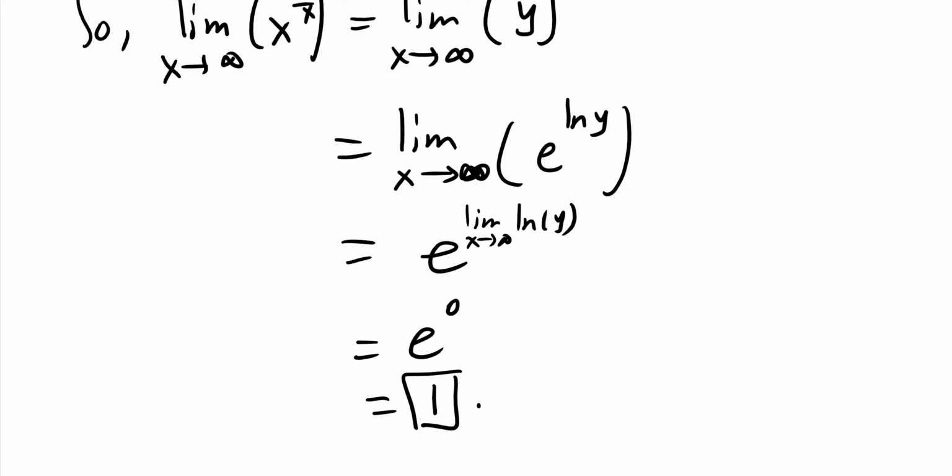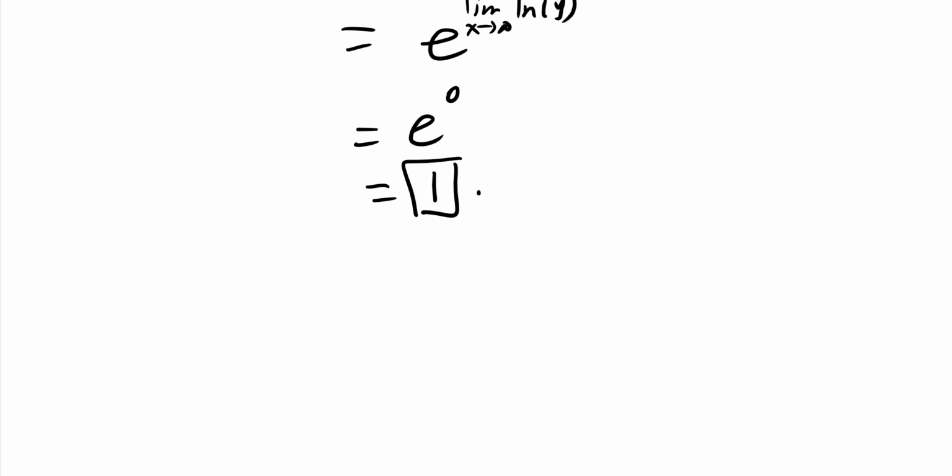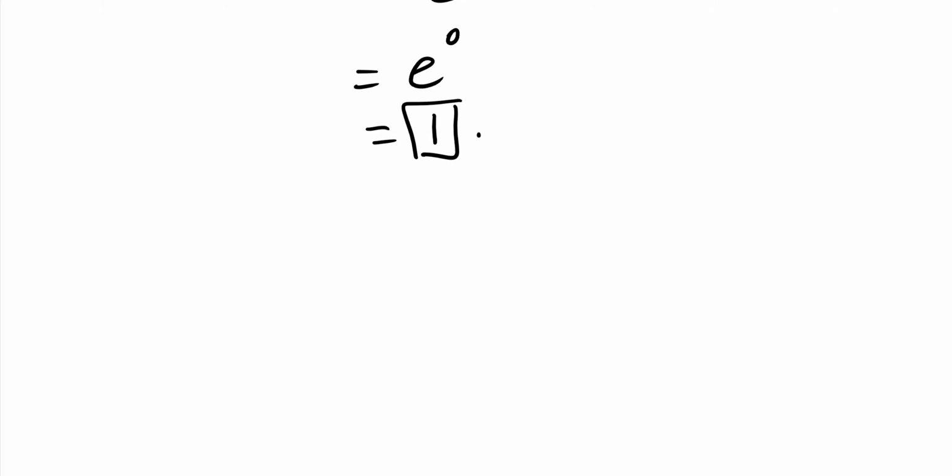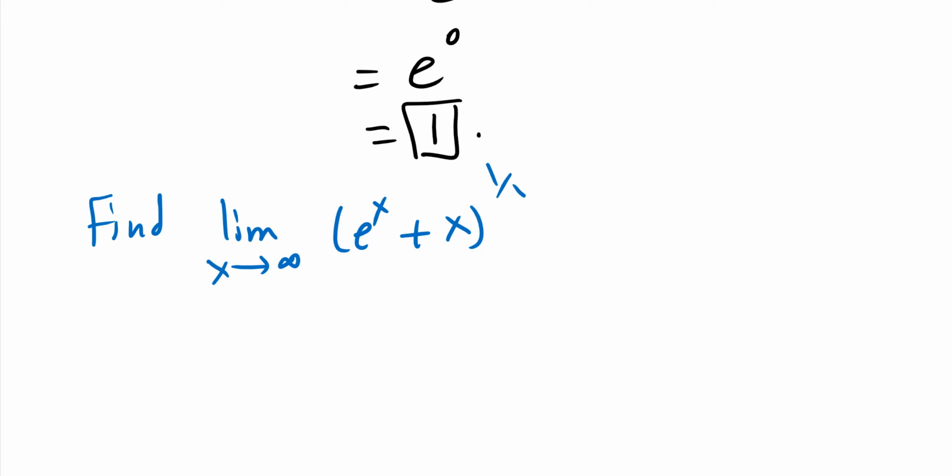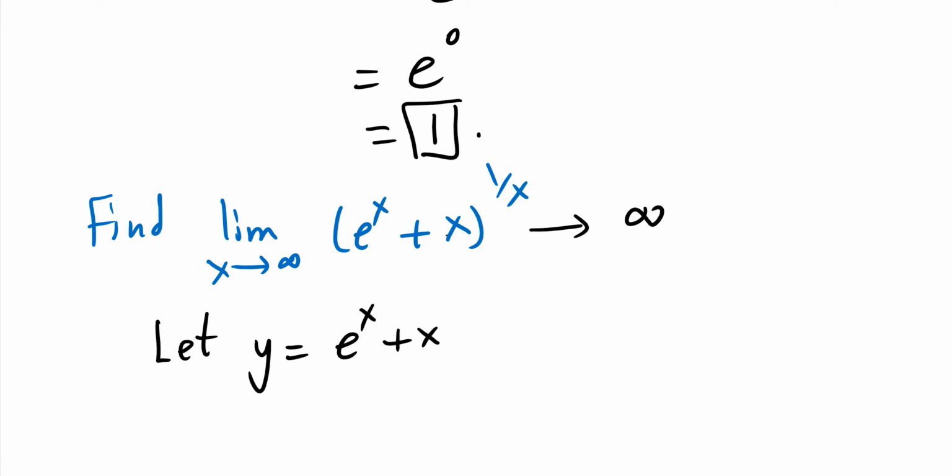We may look at more examples on this. Let's say I want to find, or evaluate, the limit as x approaches infinity of (e^x + x)^(1/x). What we do here is let y equal (e^x + x)^(1/x). Again, this is infinity plus infinity to the 0, infinity to the 0. So we let this equal y.